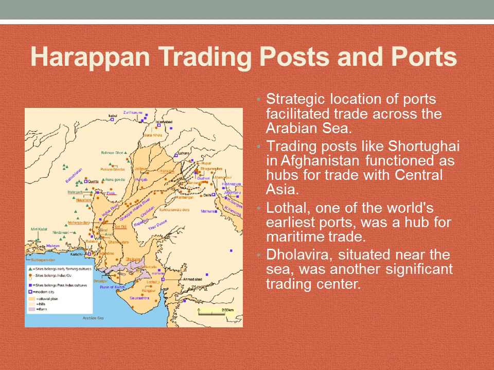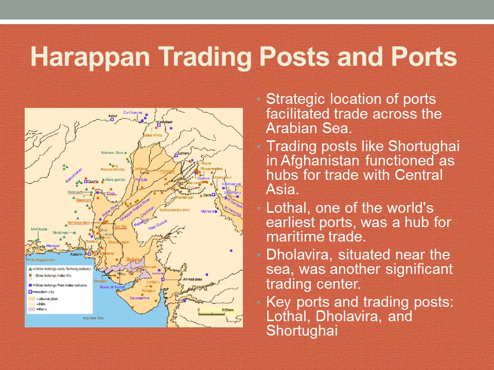Dholavira, which is situated in Gujarat and is also near the Arabian Sea, was another significant trading center. Dholavira is a three-tier settlement and very advanced urban planning has been found there, from which we can assume that the growth of the town was enhanced by the trading connections in the Arabian Sea. The key trading ports included Lothal, Dholavira and Shortughai in Afghanistan.